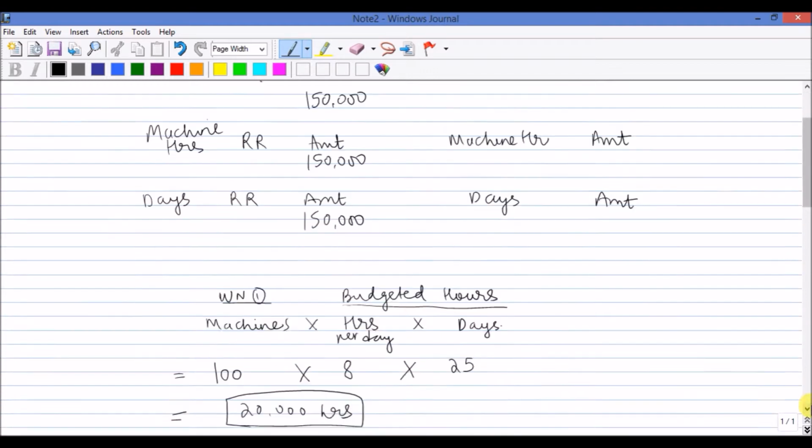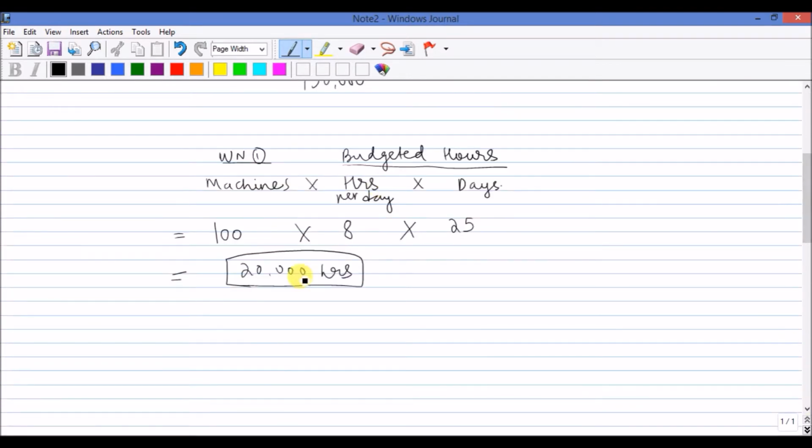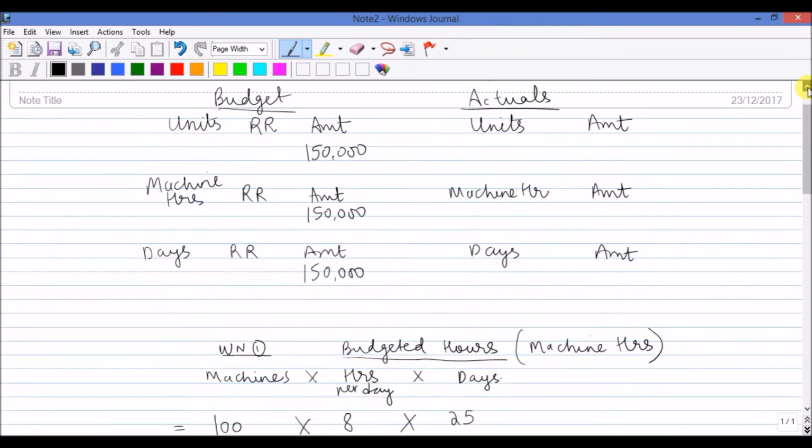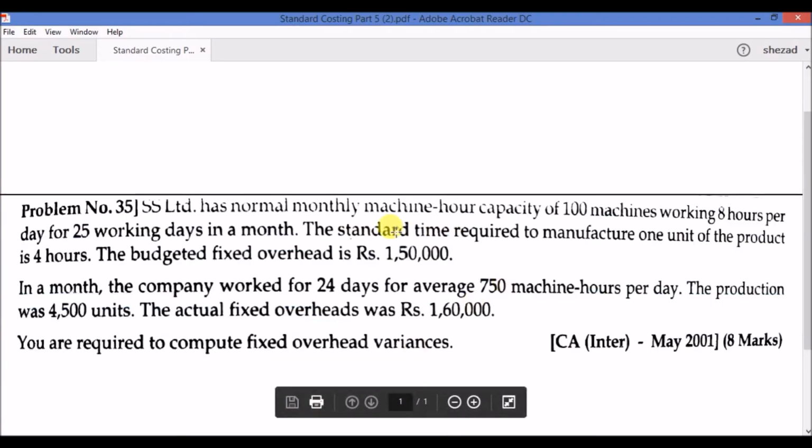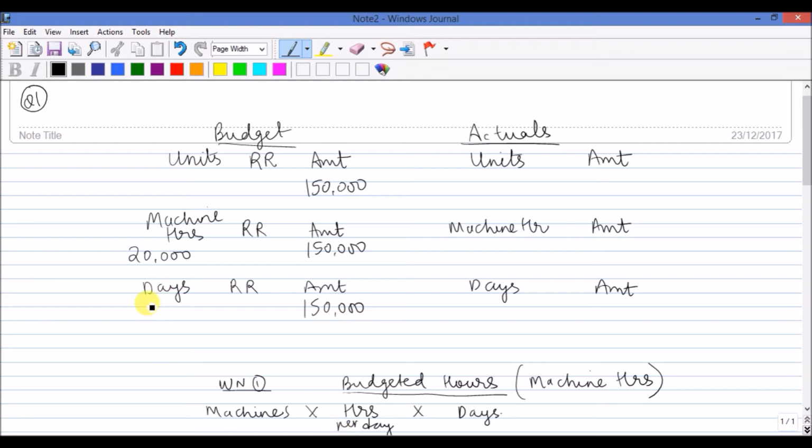I'm getting confused. Give me 2 minutes. So these are the 20 hours the machine is working. Okay, so budgeted hours are nothing but machine hours. So we have found one thing, machine hours. There are 20,000 machine hours. Then I know the days. Yes, there are 25 days in a month. So even I know the days, 25 days.